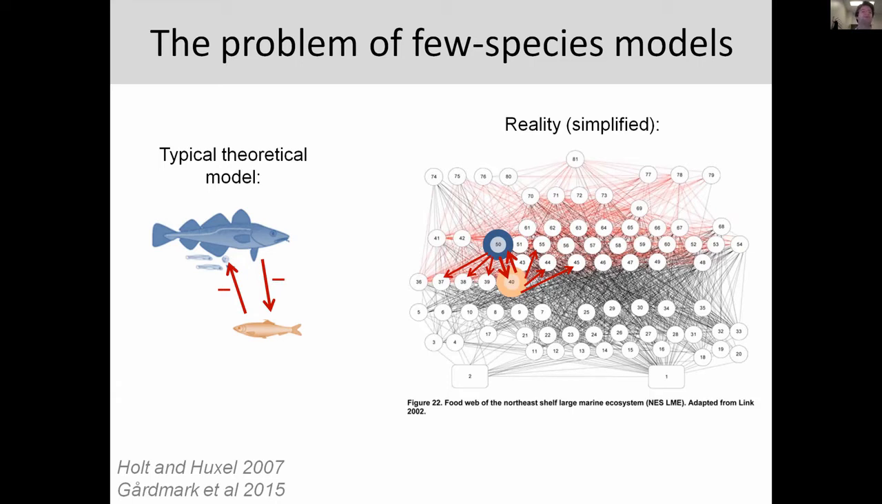And I have to point out, this is a really, really old question in theoretical ecology with a really interesting literature. Here I'm going to be pointing out a few of the key papers that really talk about this. So this is one of the problems we have with using really few species models.